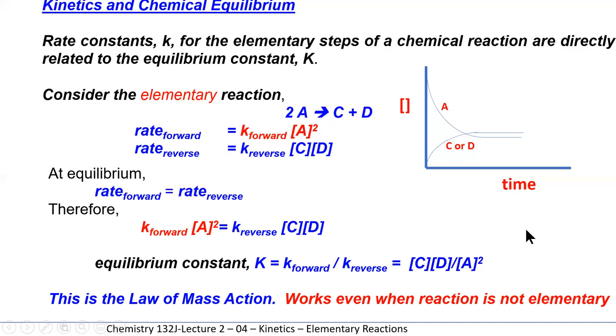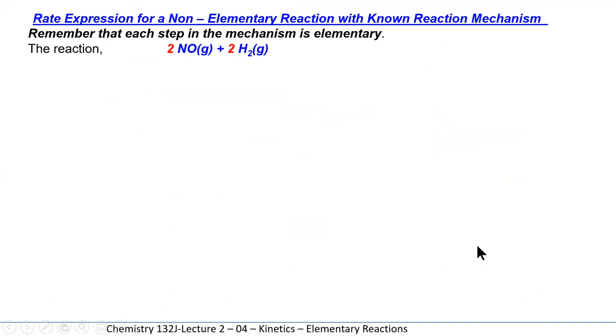We call this expression here the law of mass action. It works even when the reaction is not elementary, the law of mass action. We can use an overall equation for an equilibrium to derive an equilibrium expression. Now let's look at the rate expression for non-elementary reactions with known reaction mechanisms. So here is a reaction, 2NO gas molecules, nitrogen monoxide, combining with hydrogen gas, making nitrogen gas and water.